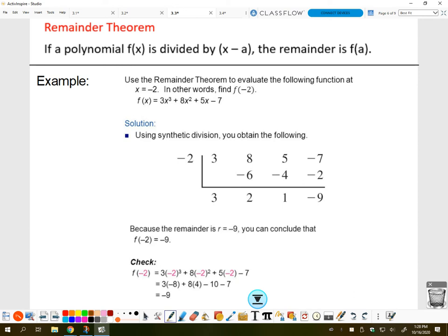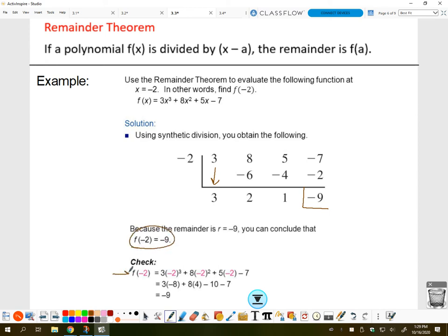If they give you a factor, like an x plus 2, then you would change the sign. Alright, so we do our synthetic division, and we get -9 as a remainder. So what the remainder theorem says is that if you do synthetic division with that number that you're trying to plug in, the remainder is the answer. So you have figured out that f of -2 is -9.